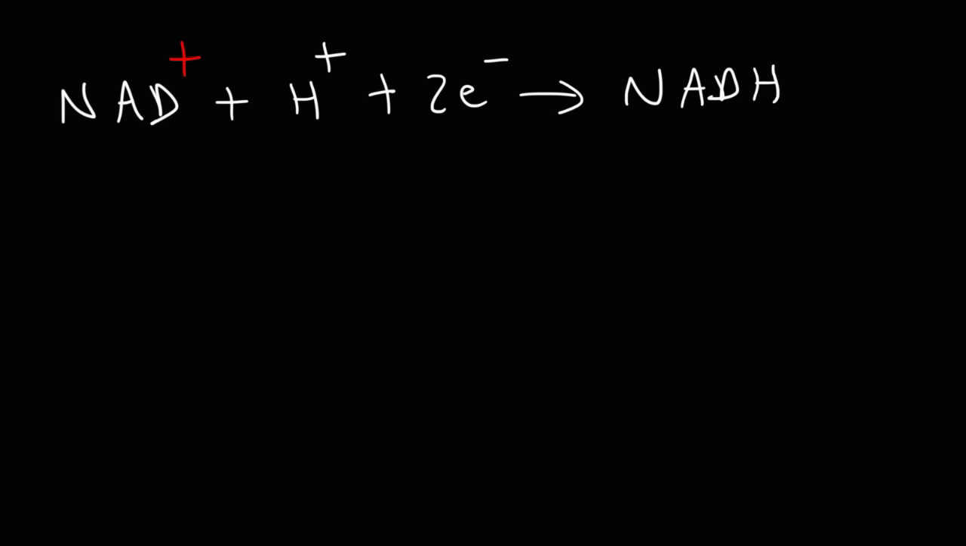B. Substrate level phosphorylation occurs during the electron transport chain. Is that true or false? That is a false statement.